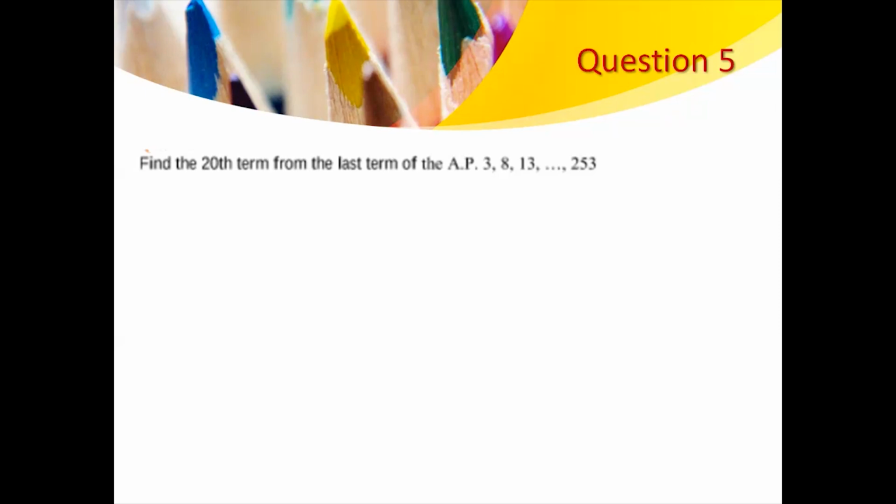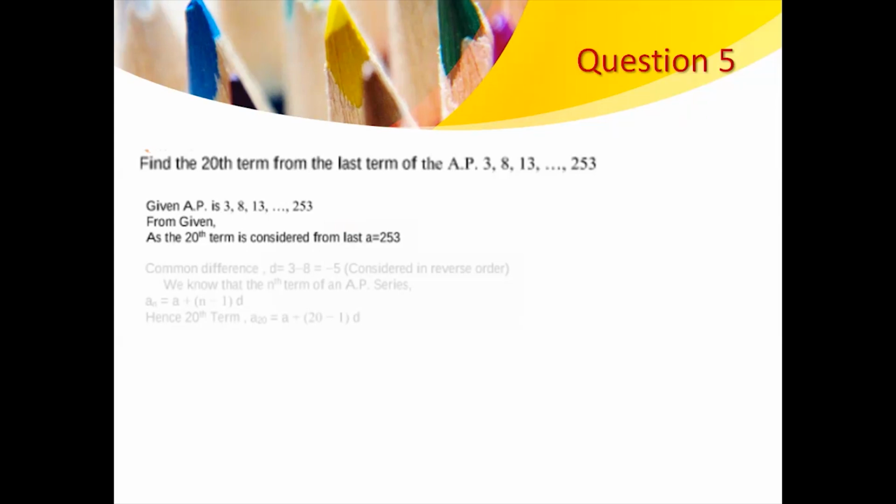So what you will do here is, we will reverse the AP. When we reverse the AP, what will happen to A and D? Now my last term will become my first term. Right? 253 will become my first term. Now in this AP, my difference is 8 minus 3, which is 5. But when we reverse the AP, the difference changes by a sign. So my difference in that case will be 3 minus 8, not 8 minus 3, because my AP has changed now. So my first term becomes 253 and the difference is minus 5, as we have considered the AP in the reverse order.